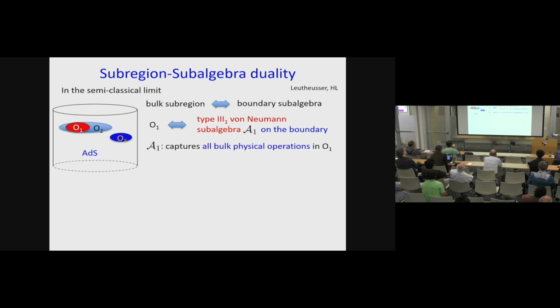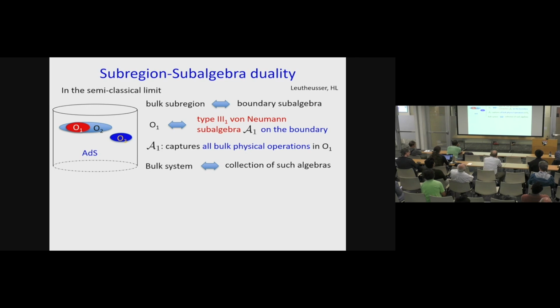Okay. And it turns out that this A1 can be argued to capture all the bulk physical operations in O1. Okay, so in O1, say you have a gravitational theory, you can imagine you can perform, say, some measurement, some experiment within O1. And the claim is that all such quantum operations you can perform in O1 are captured in this algebra, okay, on the boundary. And then the claim is that if you have the collection of all such algebras, then you can actually fully recover all the physics of the bulk system. Okay, so this is a different perspective than thinking about, say, you have a metric and an action based on that metric, etc. So you really understand the algebra associated with each subregion.